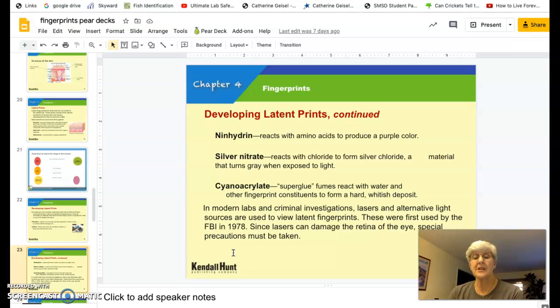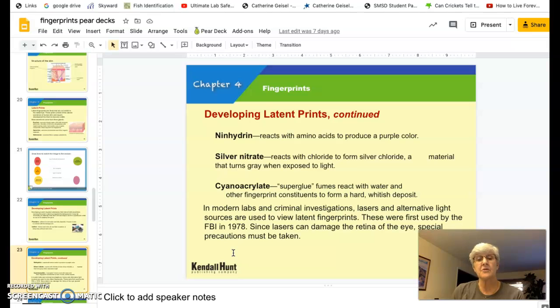There's also silver nitrate, and silver nitrate reacts with the chloride in your fingers to create silver chloride, so it turns gray when it is exposed to light. And then there is cyanoacrylate, which is superglue, and when you heat superglue, it releases fumes, and those fumes react with water and other things in the fingerprint to form a hard whitish deposit that you can lift.